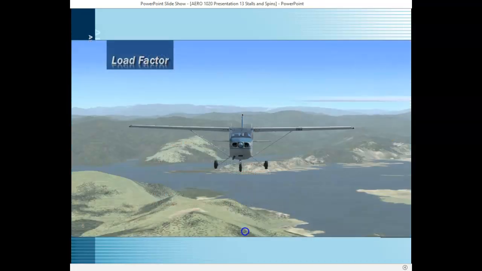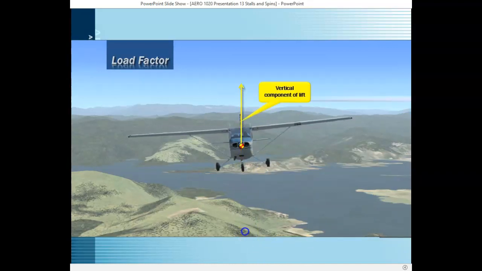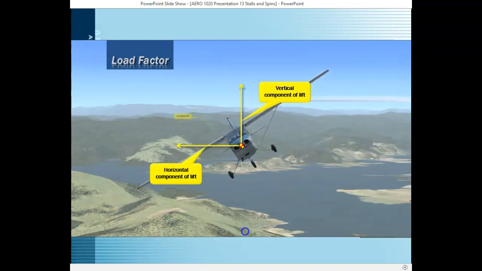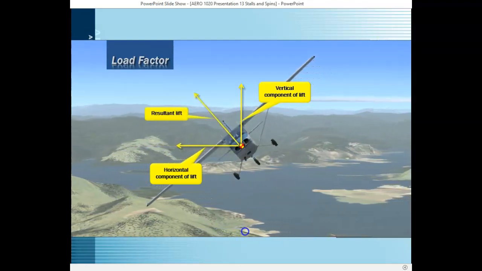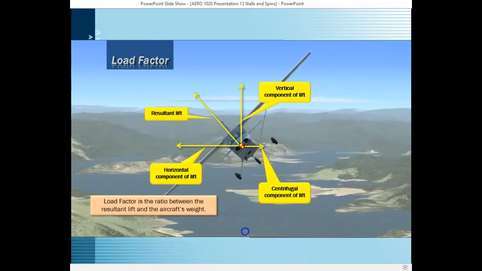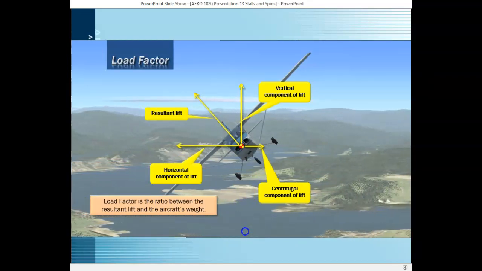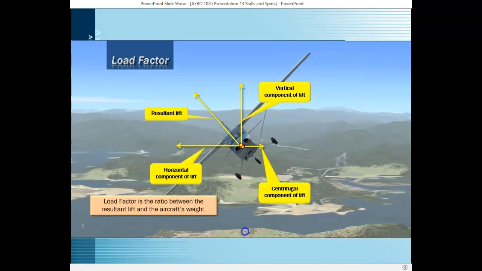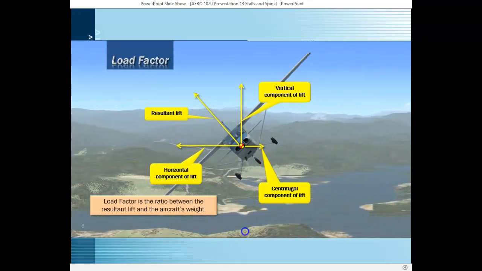So you can see in this illustration an aircraft starting to bank, and as it starts to bank, some of that vertical lift supporting the aircraft in the air is transferred or changed into horizontal lift. That horizontal lift pulls the airplane in the direction of the horizontal lift. The total lift, or the resultant lift, is what contributes to the load factor. Load factor is the ratio between the resultant lift, or the total lift, and the aircraft's weight.